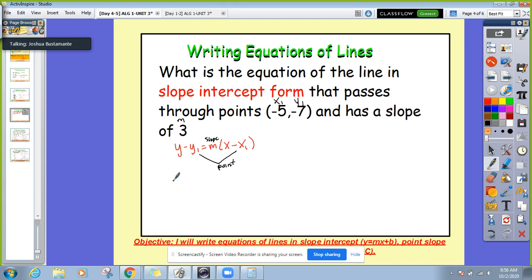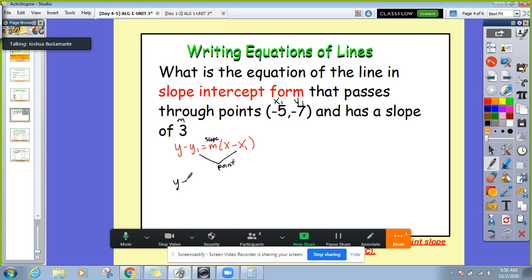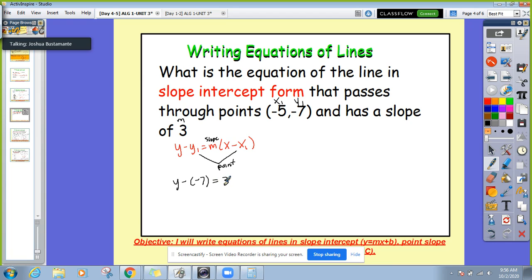We have y minus -7 is equal to 3 times x minus -5. Okay. We want to simplify this a bit. It's kind of messy. So anytime you have minus and negative, that's going to turn positive. So we have y plus 7 is equal to 3 times x plus 5. And we're pretty much done there, okay? That's an equation of a line in point-slope form.